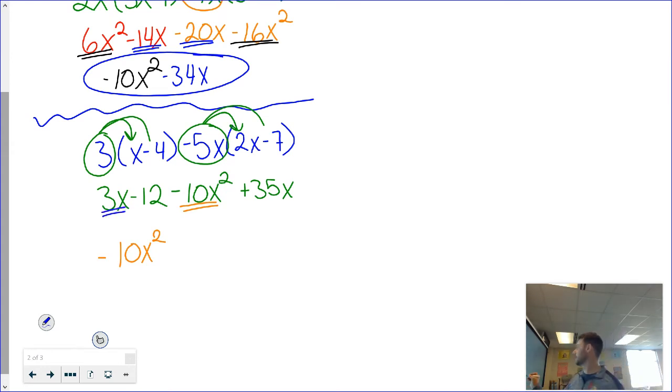So that's the next highest. Oh, and it does look like we have some like terms here. What is 3x plus 35x? I think that is 38x. We're combining those two, writing them next.